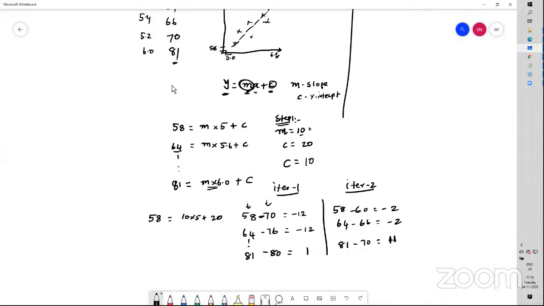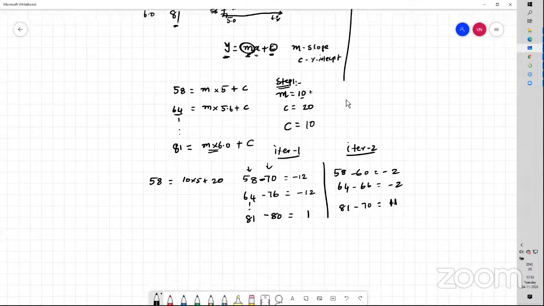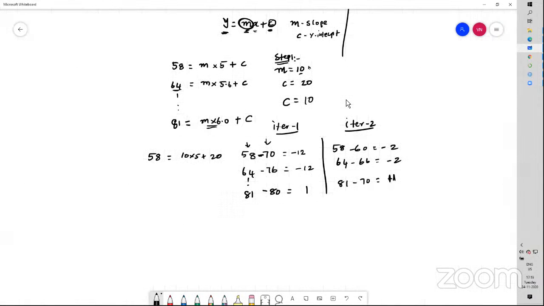Fine. Which one is good? Obviously, by looking at these numbers, in iteration 2, we are much closer to the outputs than in iteration 1. But we cannot decide by looking at each and every value. It's difficult, right? So what we need is a metric which tells us which iteration is good. So what is that metric?